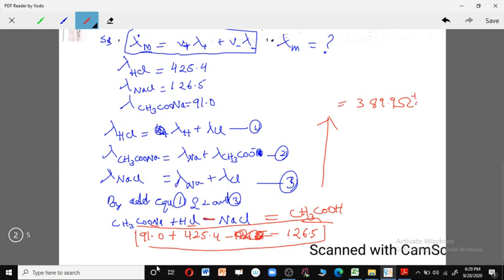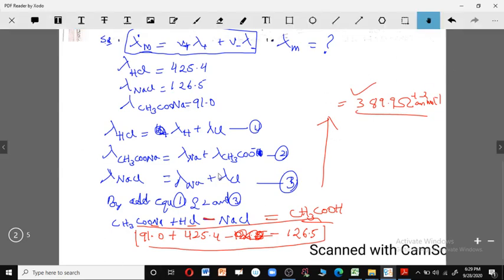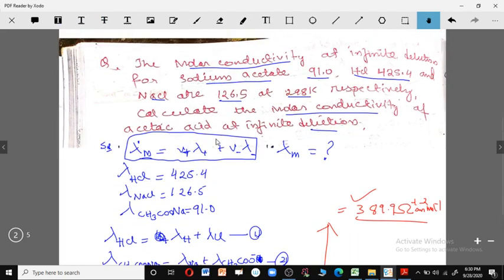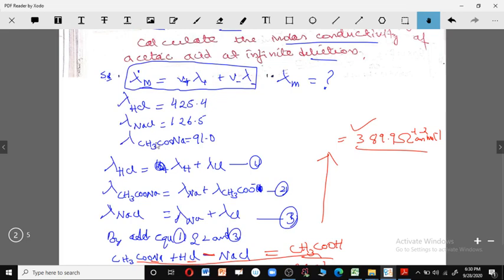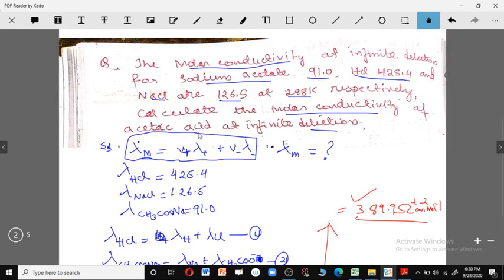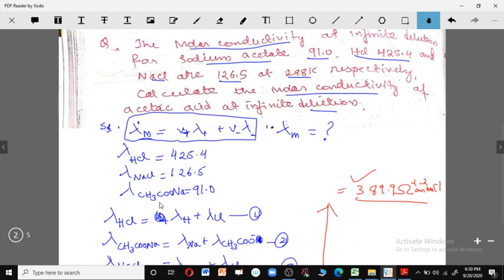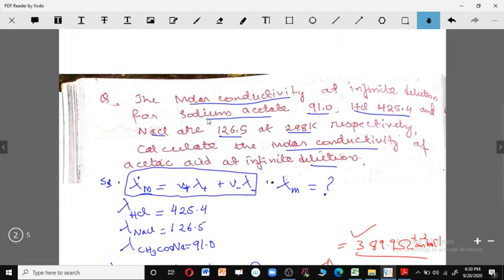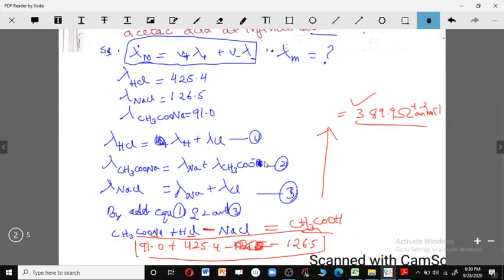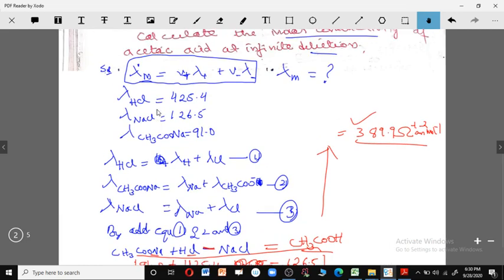The unit is Siemens ohm centimeter mole inverse. So this much answer you will get. This type of calculation is very important and very simple. First you have to know the values for the acid and base, and then you can find the molar conductivity at infinite dilution.